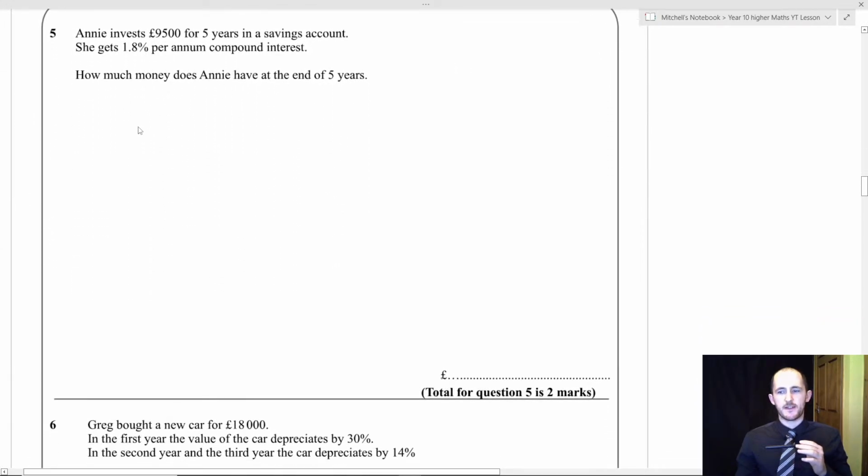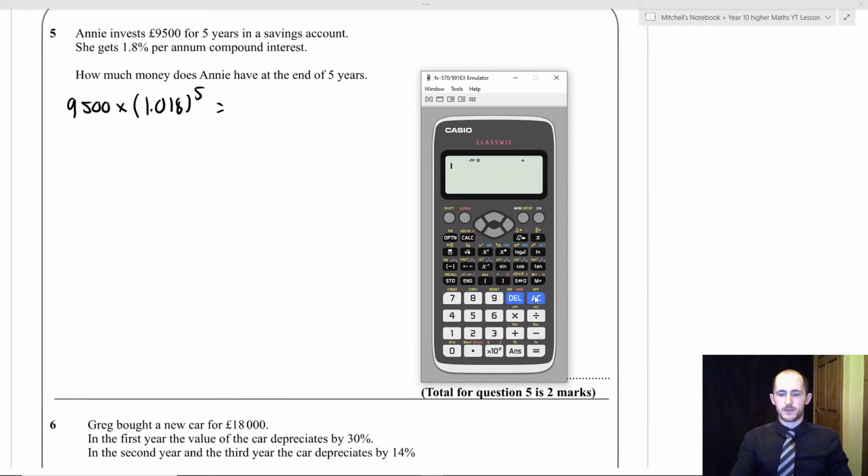So again, this is going to be fairly repetitive, so I want to test you guys. Right. So again, we have 9,500 times by the percentage increase 1.018. It's about 5. Again, it's just a couple of questions that might be a bit repetitive, just to make sure you're 100% okay.